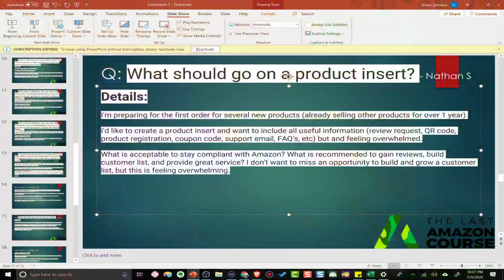Basically what he said here was, what is recommended to gain reviews, build your list, and provide great service? Yeah, so it matters. If you're trying to build a list, here's my biggest tip. Do people care? And what are you going to do with the list? Because I think a lot of people want to build a brand, but just be aware, is it a brand that people would care about or not? That's probably the most important thing.